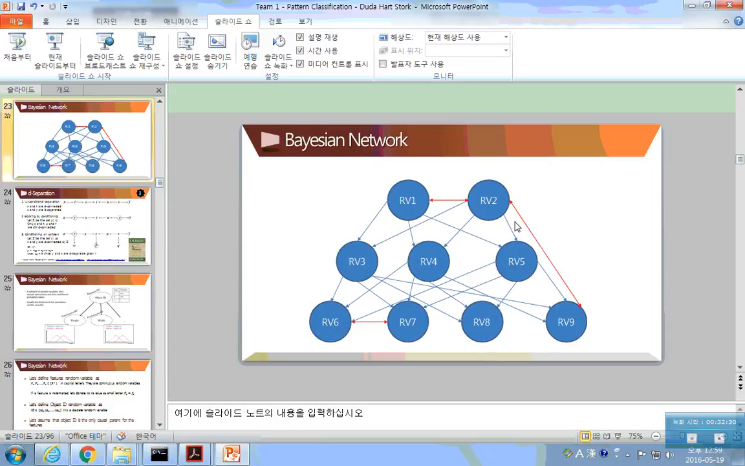A Bayesian network doesn't discriminate between a cause and effect. A Bayesian network is just a node. It doesn't discriminate whether this node is a parent or a child, or a cause or effect. It's just a node, a random variable, and they are connected by some kind of mutual probabilities.